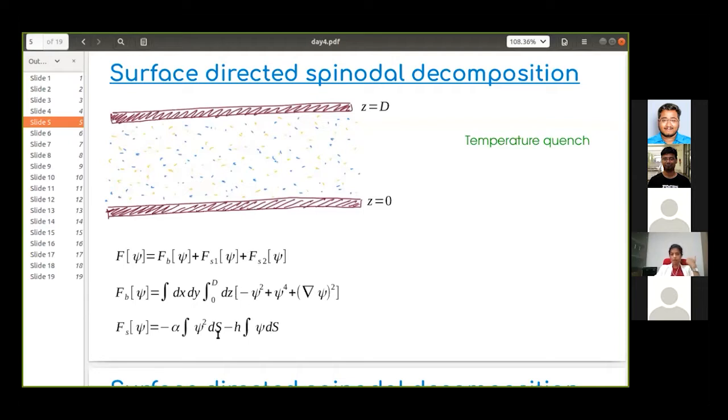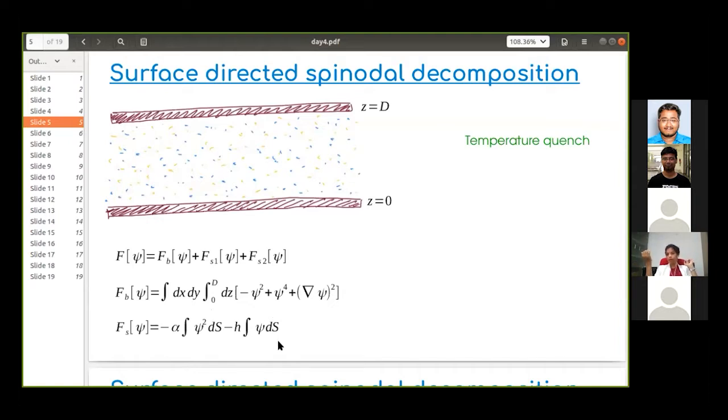Now, how do you understand that? Let's try to understand it in the simplest hand-waving way. Let's consider only the second term. Let's forget the first term for the time being. Let's consider only the H times integral of psi ds term.